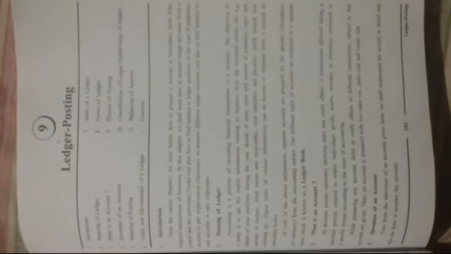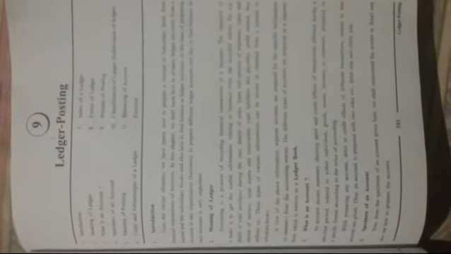Now let's start first with the introduction. In the earlier chapters, you learned how to prepare the journal or the subsidiary books from the financial transactions of the business. In this chapter, you are going to learn how to prepare the ledger accounts from a journal and the subsidiary books, and also how to find the balance in the ledger accounts.